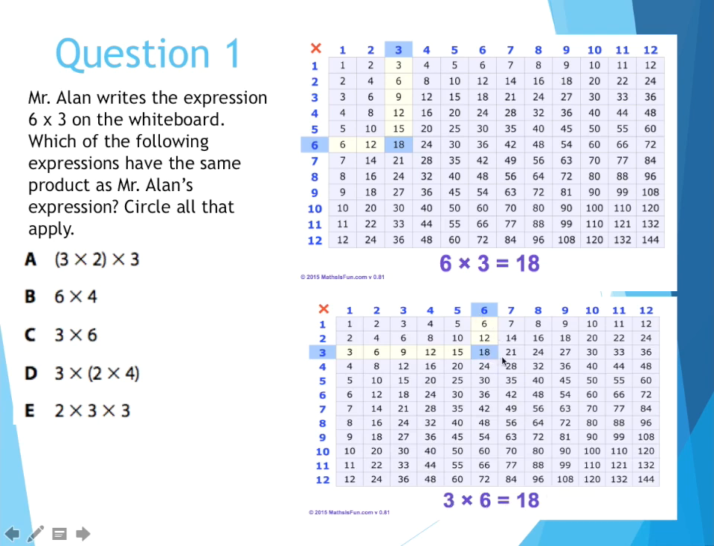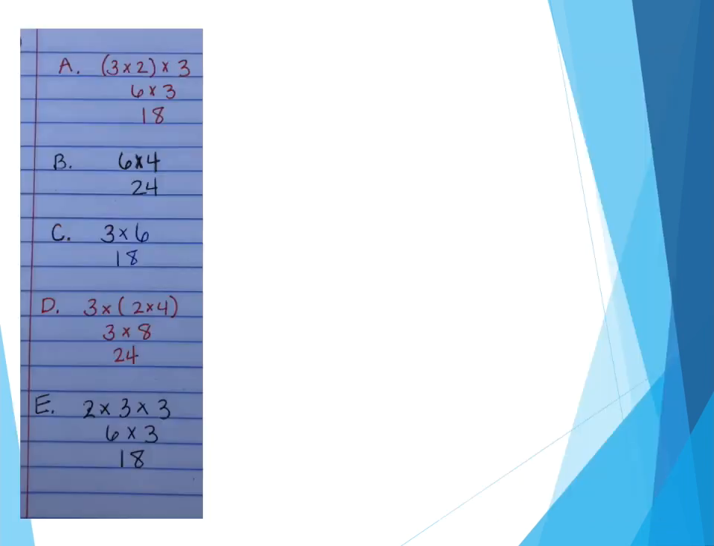They're found differently on the multiplication chart, but they both equal 18. So I know that C would definitely work. Okay, so let's go back to A. It has 3 factors. I have to work it out to determine if it has the same product. So when I look at A, I say 3 times 2, which gives me 6, and then 6 times 3 gives me 18. So A would definitely work, okay?